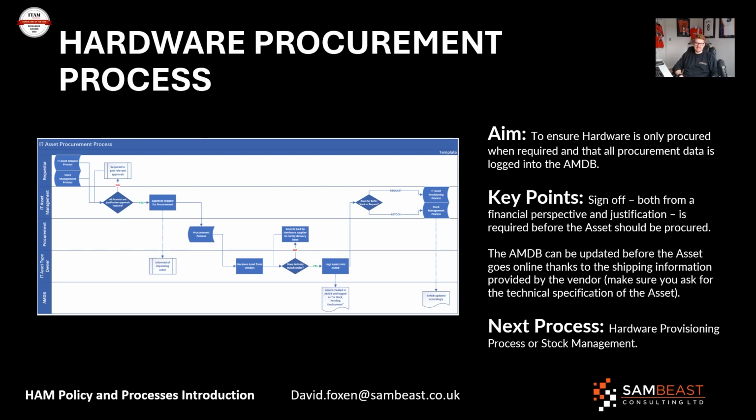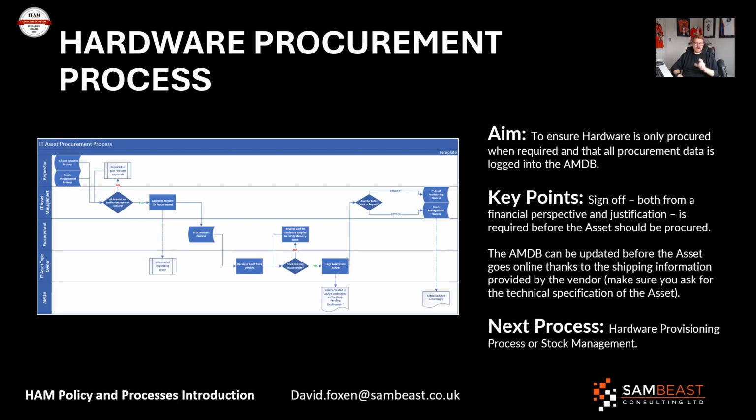Procurement process. So this is to make sure that hardware is procured when required and that all procurement data is logged in the AIMDB. Another point of this is to make sure as well you're purchasing via correct sellers or hardware providers. For example, if you're buying Apple devices, it's via an Apple authorized reseller so that it can go into your Apple Business Manager and that you're buying through approved hardware resellers for that particular vendor or directly with the vendor itself.